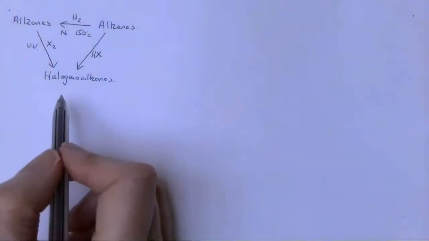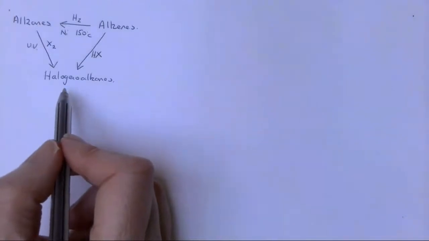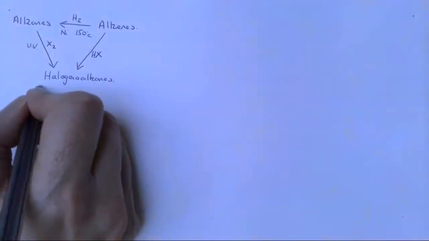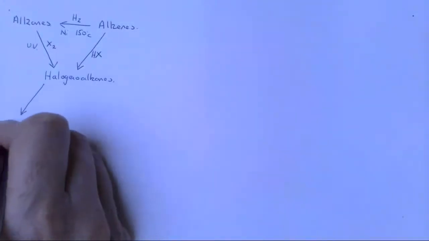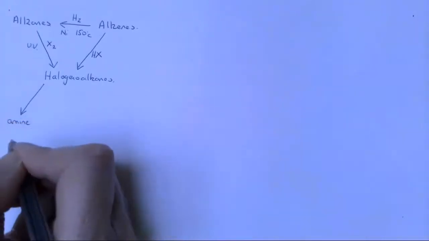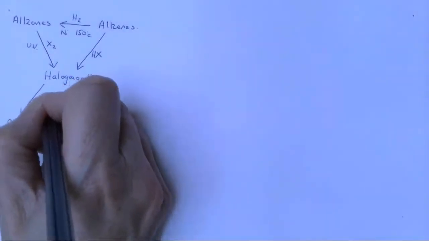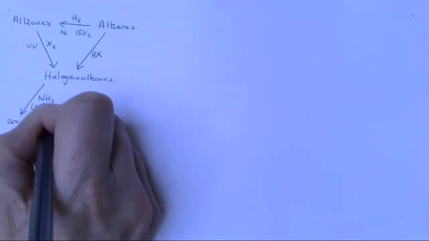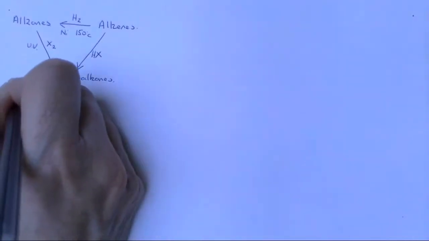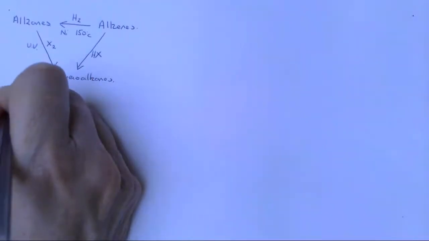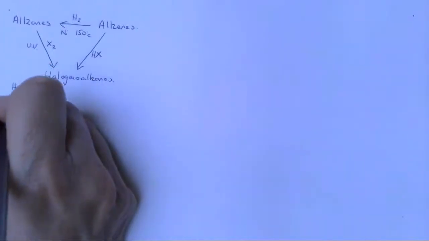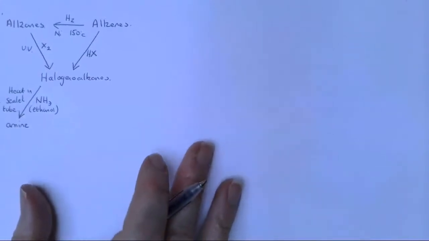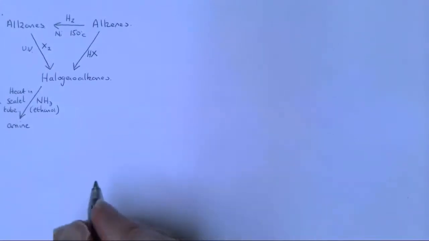The halogenoalkanes is a new topic that we've been studying, and there's quite a lot of different chemistry I can do with this. So, starting off on this side, I can turn it into an amine, and I can do that by adding ammonia and heat in a sealed tube, and that has to be dissolved in ethanol. It's quite a funny thing, but you heat it in a sealed tube. Okay. What else can I do with the halogenoalkanes?